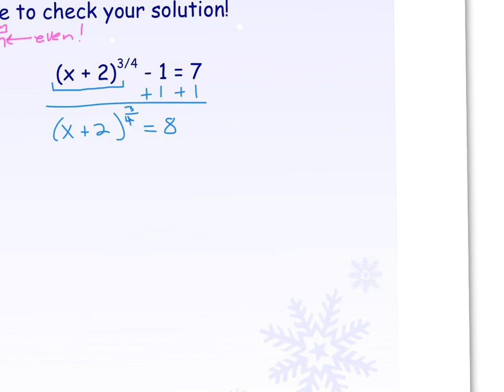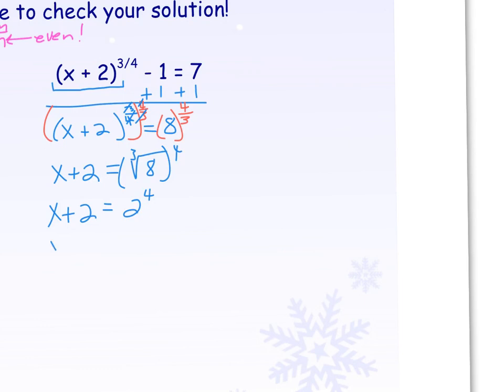Once you isolate the base, raise each side to the reciprocal power. So I'm going to go 4/3 on the left and 4/3 on the right. And again, the purpose of that, with the original exponent, the 3's cancel and the 4's cancel. And that means we can eliminate our parentheses and have x plus 2 by itself. On the right, if we take 8 to the 4/3 power, that's the same thing as saying the cubed root of 8 to the 4th power. The cubed root of 8 is 2, and 2 to the 4th power is 16.